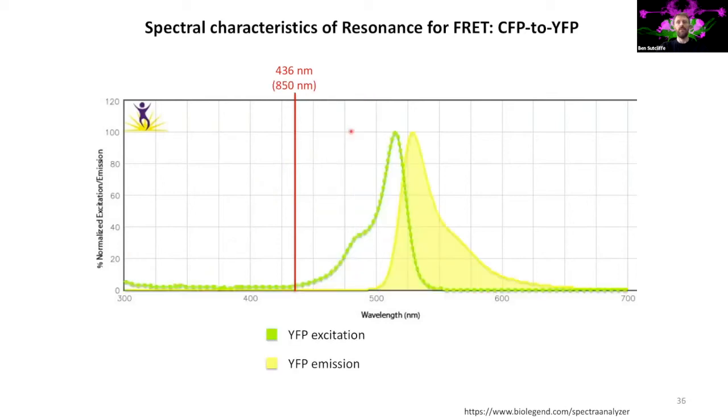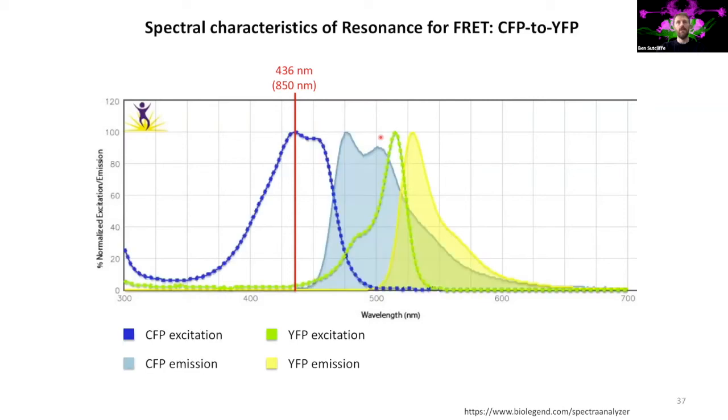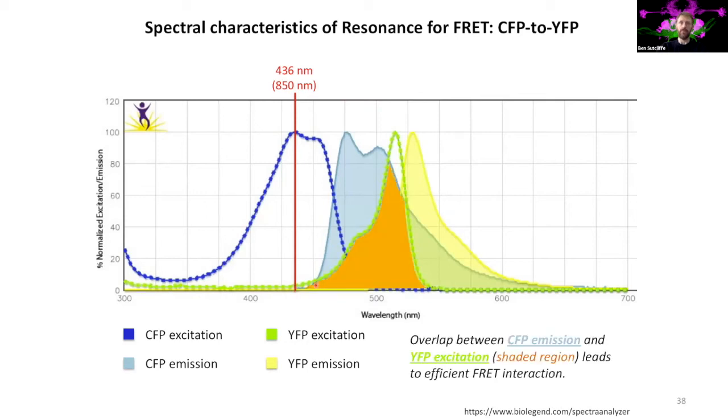Here's the excitation and emission spectra of YFP, shifted towards the red end of the spectrum compared to CFP. When you overlay these, you can see that at the peak excitation of CFP, you're not going to get much excitation of YFP, a very tiny amount, but it's negligible. And here, where the emission spectra of CFP overlaps with the YFP excitation spectra, is where you'll get your FRET happening. There's a big overlap between CFP and YFP, indicating they'll be a good FRET pair.